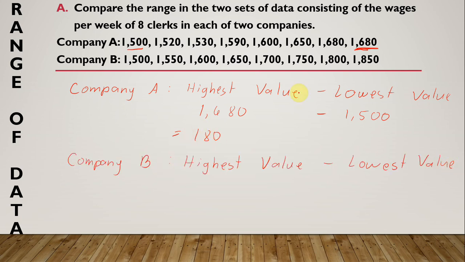Para naman sa company B, ang highest value natin ay 1,850. At ang lowest value natin ay 1,500. 1,850 minus 1,500 is equal to 350. So, base po sa solution na nakuha natin, ang range po ng wages sa company A ay 180 at para naman po sa company B ay 350.